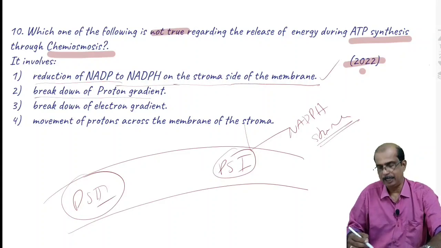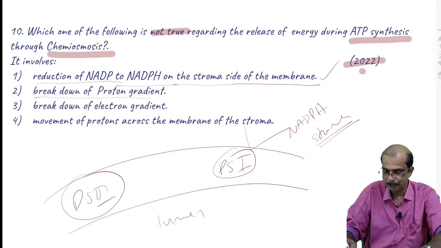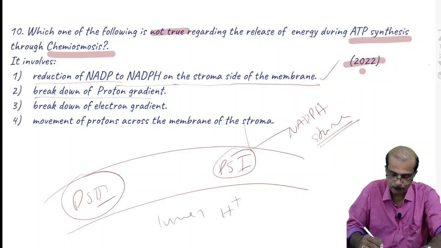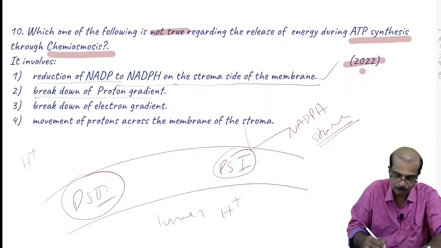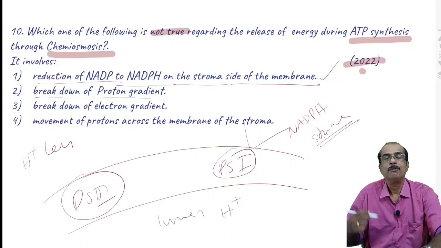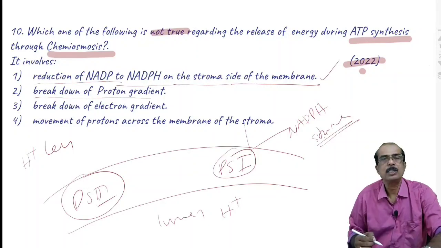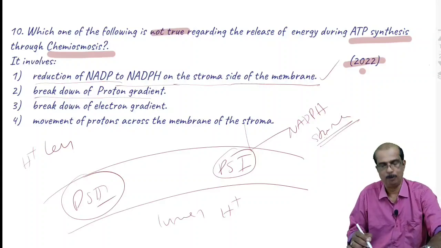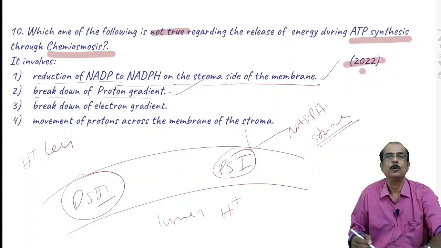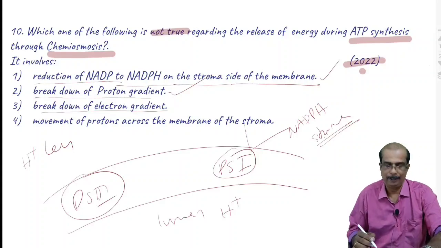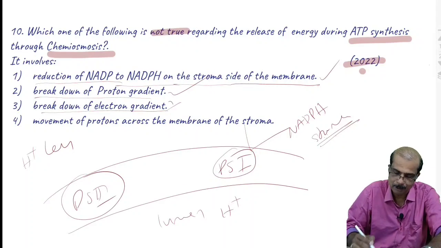Breakdown of proton gradient. We know that here is the lumen, here the stroma. In the lumen, by electron transport, H plus concentration is more. In the stroma, H plus concentration will be less. Then there is a proton gradient. To synthesize ATP by chemiosmosis, the proton gradient is broken down. Statement 2 is also true. Breakdown of electron gradient. There is no electron gradient in this case, so the option is not true.